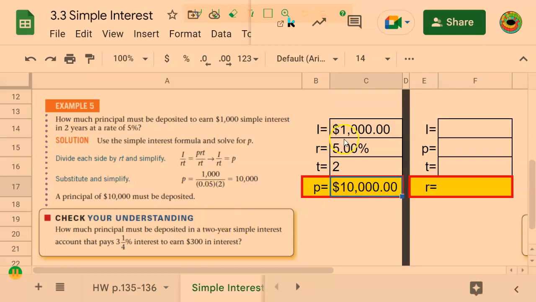All right, so this is what we use when we're trying to find out how much money we need to start off with. So let's say your goal is just to make $1,000 in 2 years. You know the rate's 5%. How much money do you have to start off with? $10,000. So you get $1,000 free money if you have $10,000 to sit there for 2 years. All right? Not bad. $500 a year for doing nothing, just for having money.